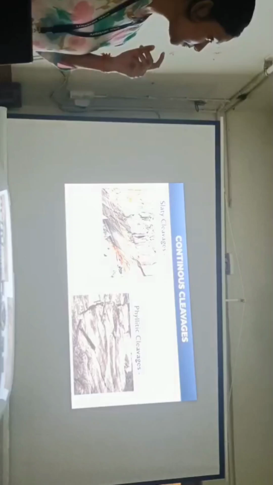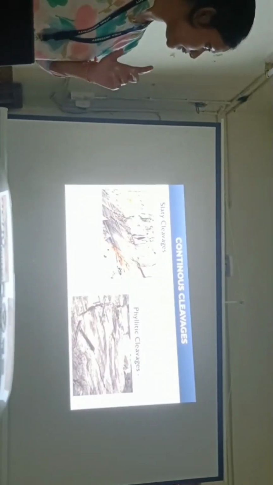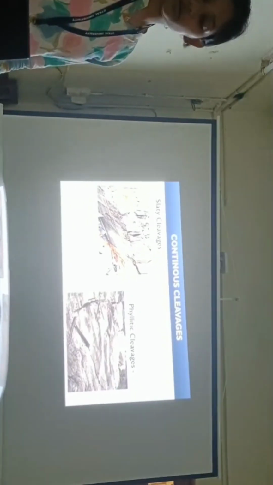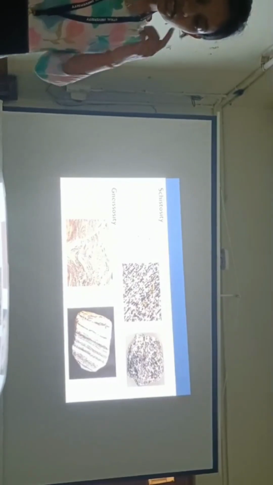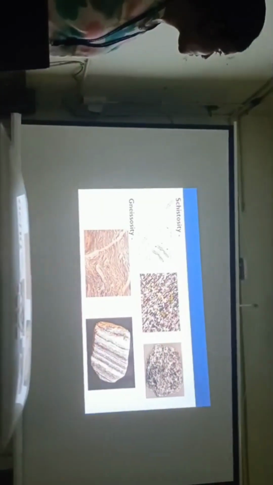Whereas the phyllitic cleavage is generally found in slightly coarse-grained metamorphic rocks such as phyllite. The phyllitic cleavage also has the ability to cleave the rock, but not into perfectly planar sheets as slaty cleavage does. Schistosity and gneissosity are also secondary foliations, but these are found in high-grade metamorphic rocks.